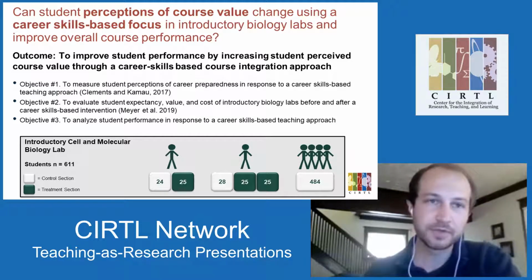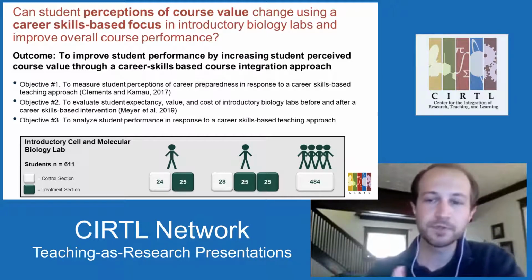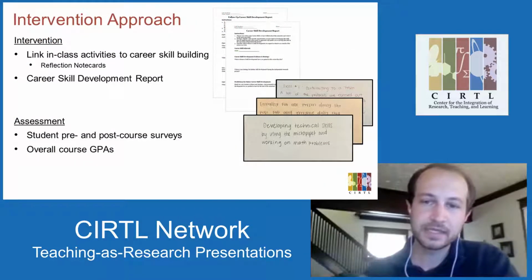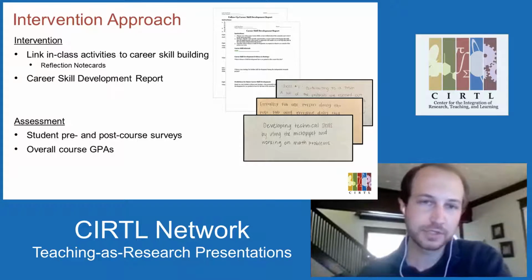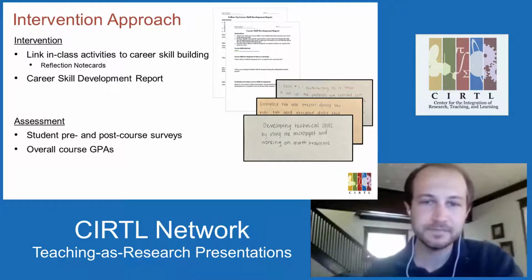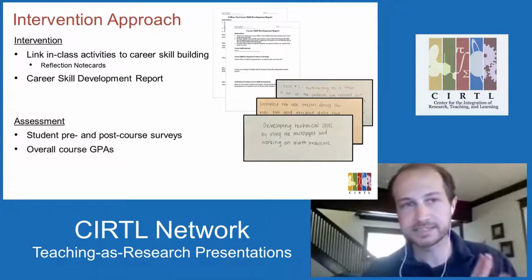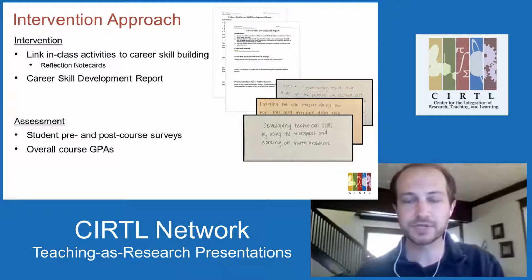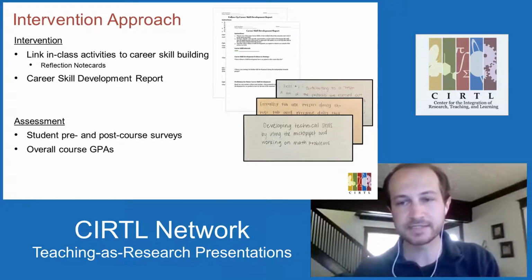So to talk a little bit more about our intervention approach, we really want to get students to reflect on what they were doing in the lab and how that applied towards different career skills that were deemed important by the career services as part of Michigan State. There's a total of 16 career skills that are important and that we wanted to work with our students on. All the classes had the same in-class activities. What we did for our intervention sections was we talked about 3 specific career skills we wanted them to focus on as part of that day's activities.